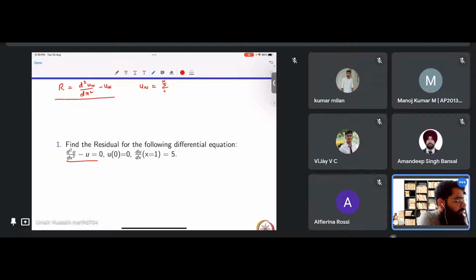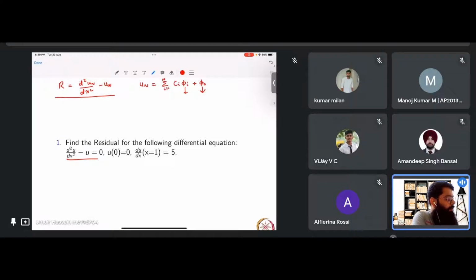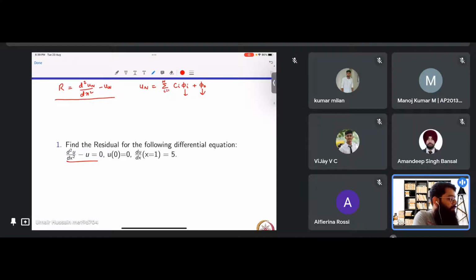the sum from i equals 1 to n of c_i phi_i(x). Okay, so this is what we are going to think of. We'll choose some functions for these. So how should I choose this? Firstly, we'll choose phi naught. What should be the requirement to choose phi naught? The first basic requirement.